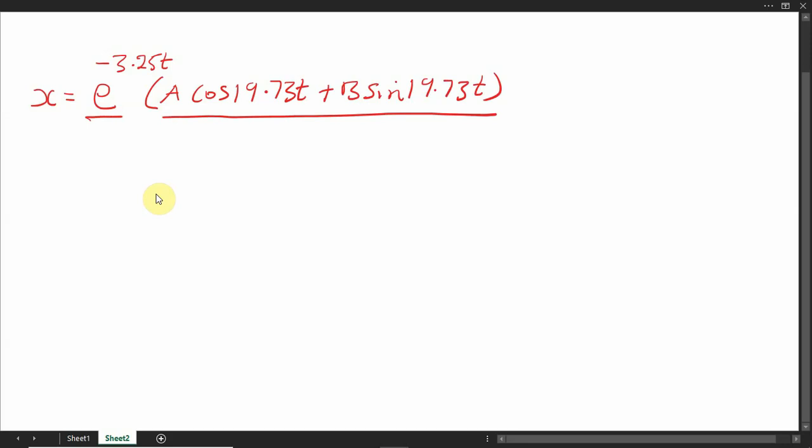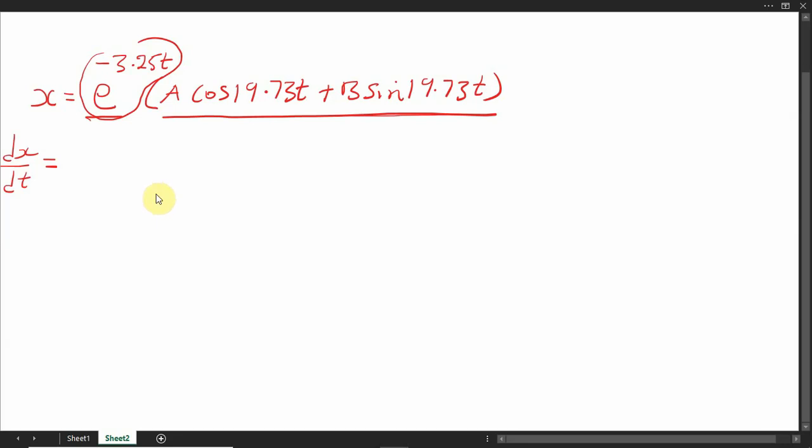So how do we differentiate this? Our dx/dt then becomes, in differentiating a product rule, we will differentiate one of the components, leaving behind the other component. Then we differentiate the second component, leaving behind the first component. So in this case, let's differentiate this, then leave this behind.